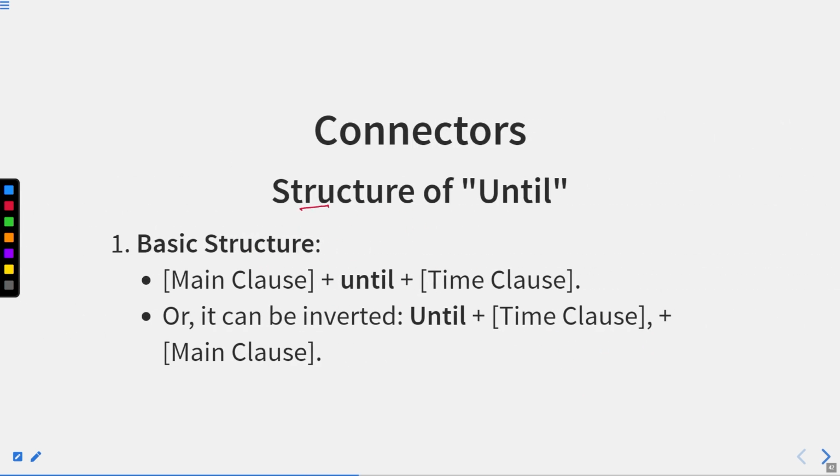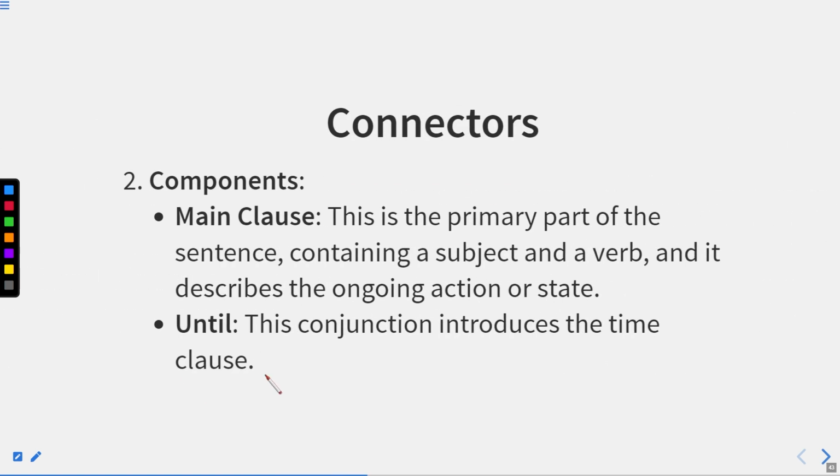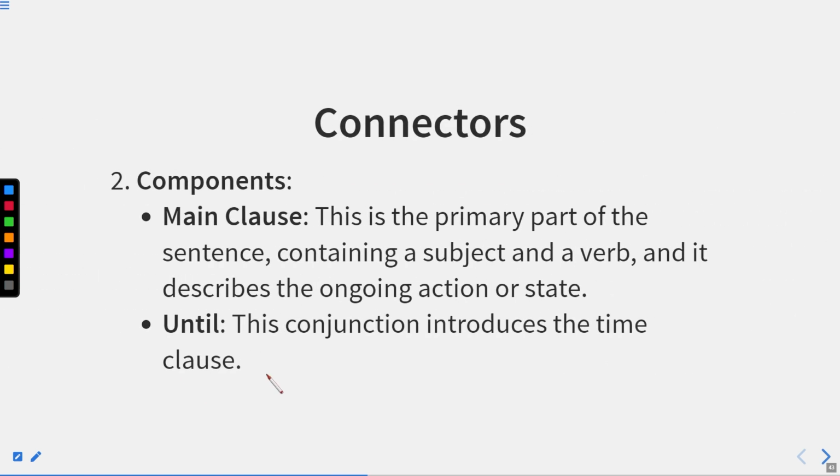Now let us discuss the structure of until. Basic structure: main clause, then until, and then time clause. Or it can be inverted, that is until plus time clause plus main clause. So this time clause should only occur just after until. Components: main clause, the primary part of the sentence containing a subject and a verb, which describes the ongoing action or state.